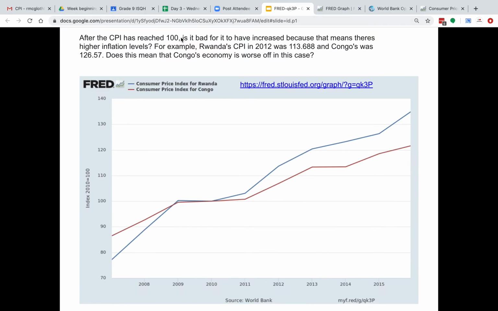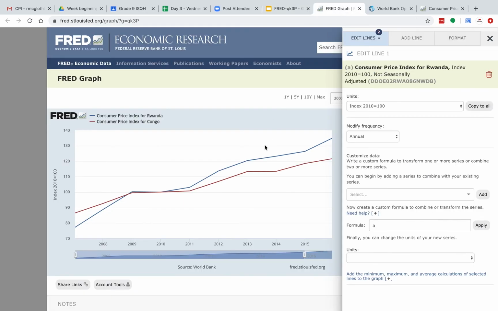So to the question, it's not bad that it's increased. I mean, there's been inflation the entire time, except again, in Rwanda, there wasn't that much in 2009, but that could be for a number of reasons. So to answer the question here, yeah, we can say that Congo's inflation was faster. That's perfectly valid. Now, I'm not sure where your numbers are coming from, but they do seem to be different than what's being shown here.